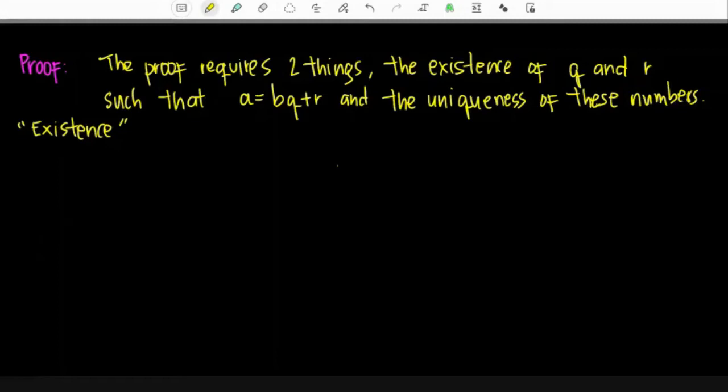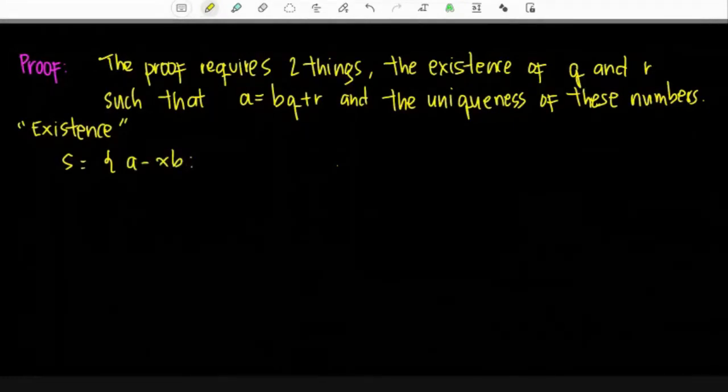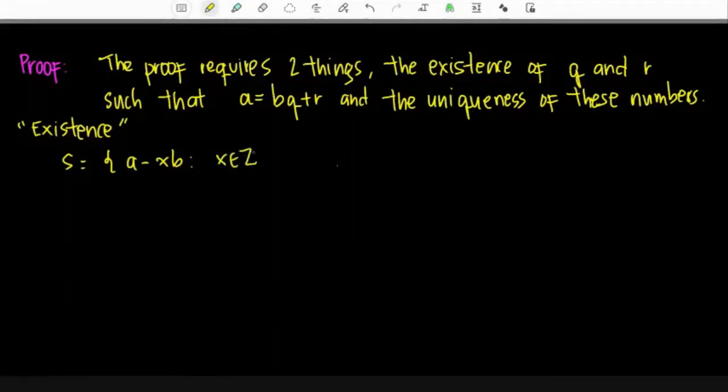Okay, sige. Gawin natin to. So, una, magfo-form tayo ng set. So, yung set na is formed by the value A minus XB for all possible values of X to be an integer. Pero we'll add another restriction na gusto natin yung mga A minus XB, mga positive values. Yan. Okay. Kailangan natin mga positive values para magamit natin yung well-ordering principle.